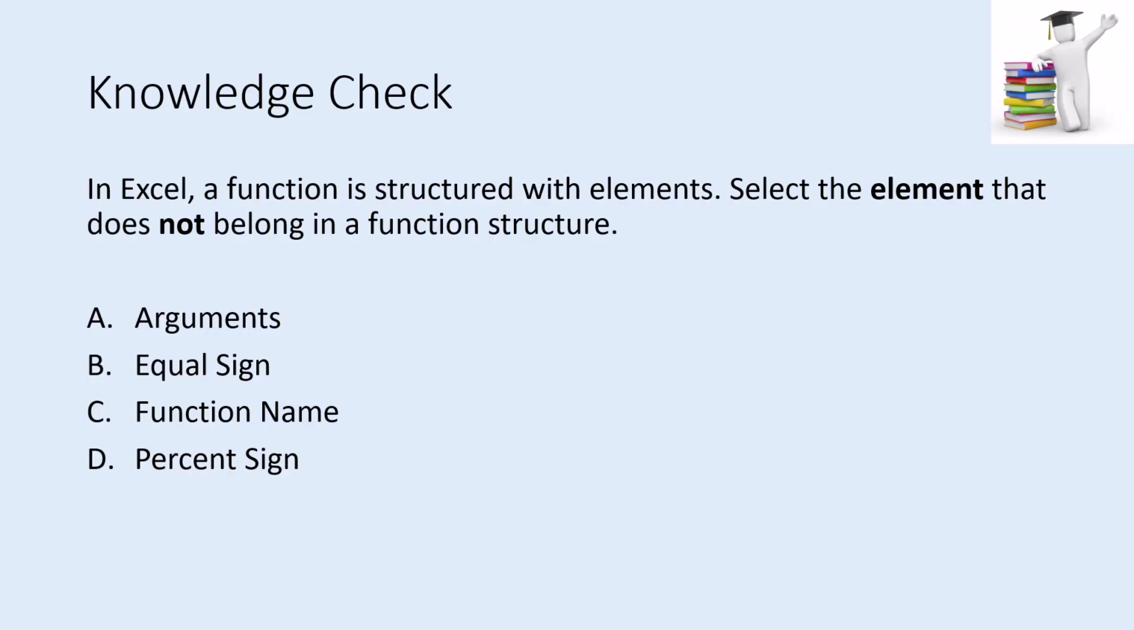In Excel, a function is structured with elements. Select the element that does not belong in a function structure. A. Arguments. B. Equal sign. C. Function name. D. Percent sign. The answer is D. Percent sign.